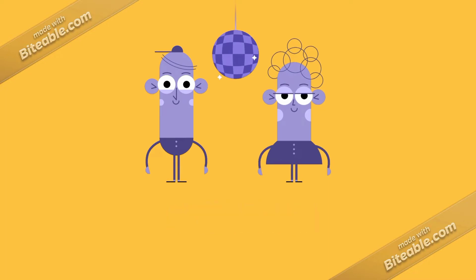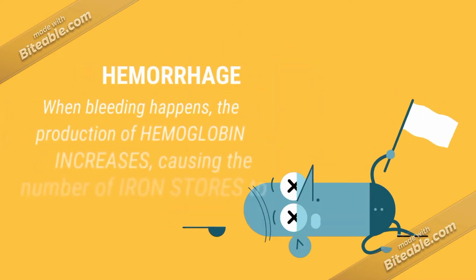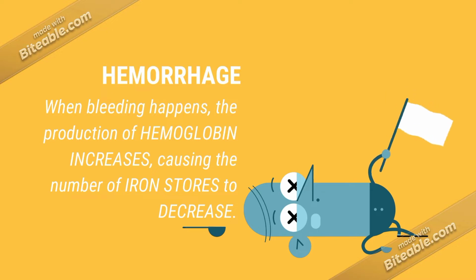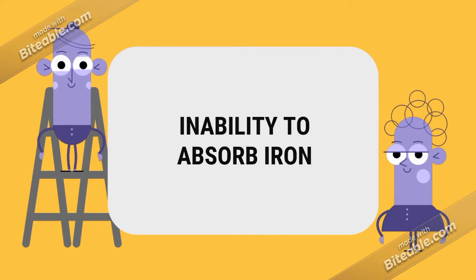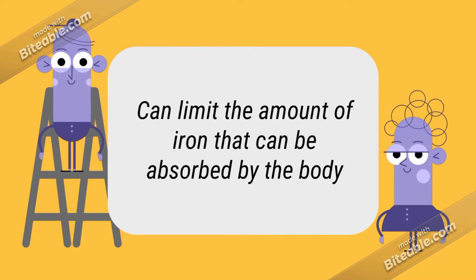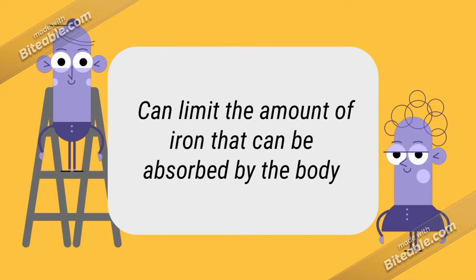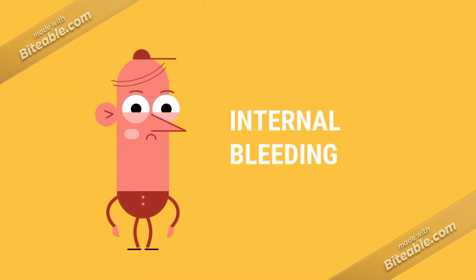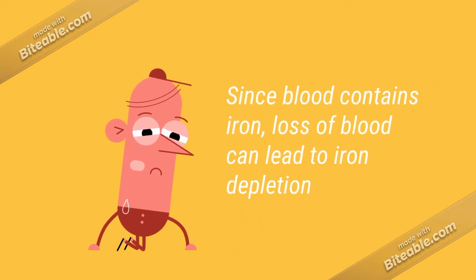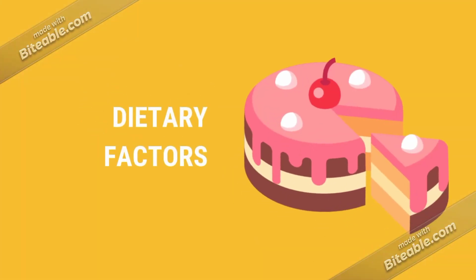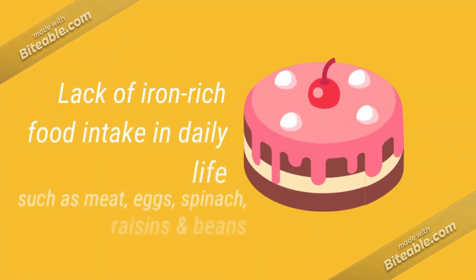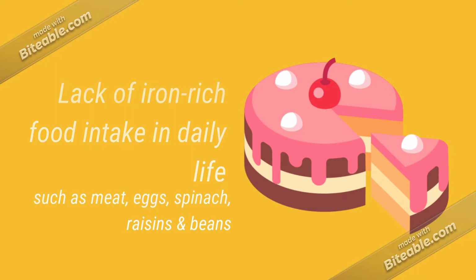Etiology. Hemorrhage causes iron depletion. When bleeding happens, the production of hemoglobin increases, causing the amount of iron stores to decrease. Inability to absorb iron. This can be caused by celiac disease as well as gastric bypass. It can limit the amount of iron that can be absorbed by the body. Internal bleeding. This causes loss of blood, and since blood contains iron, loss of blood can lead to iron depletion. Dietary factors. Iron deficiency anemia can be caused by lack of iron-rich food intake in daily life.